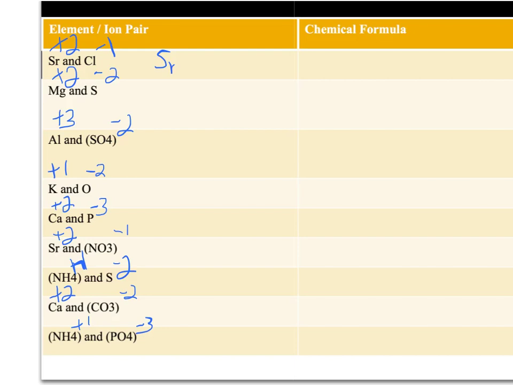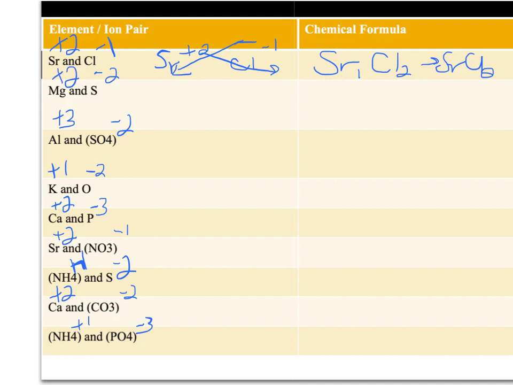Okay, so the next thing that we're going to do is apply the crossover rule. So for example, this one, Sr +2, Cl -1. The crossover rule says this -1 comes over here and becomes strontium's subscript and loses its sign. This +2 comes over here, becomes chlorine's subscript and loses its sign. So the chemical formula is Sr1Cl2, or we generally would write that SrCl2.